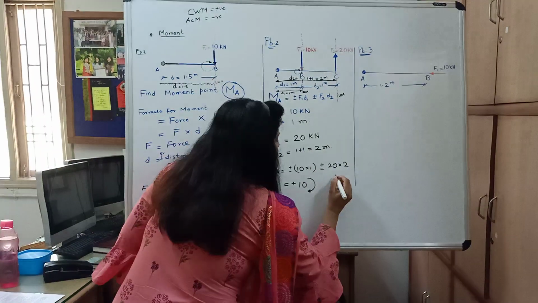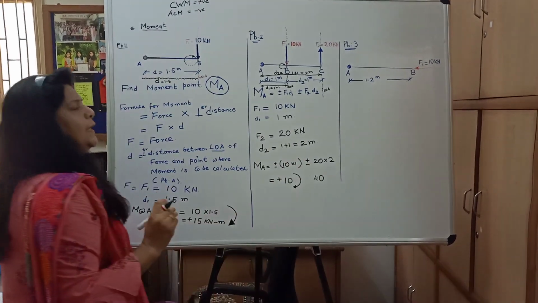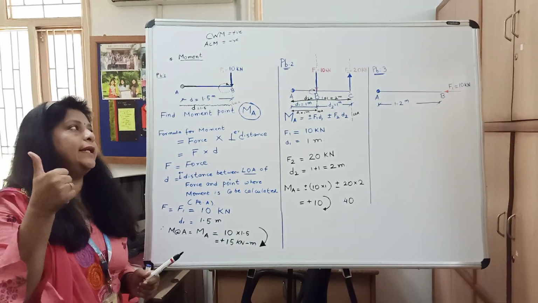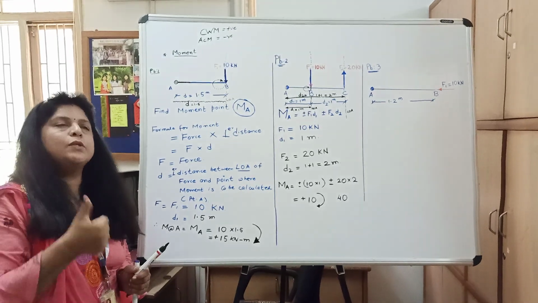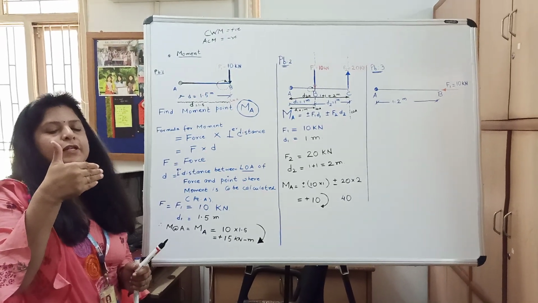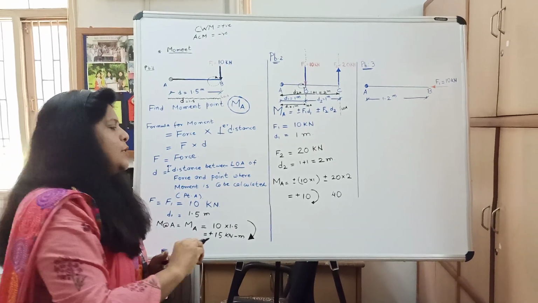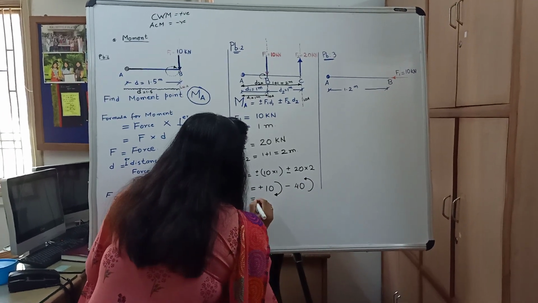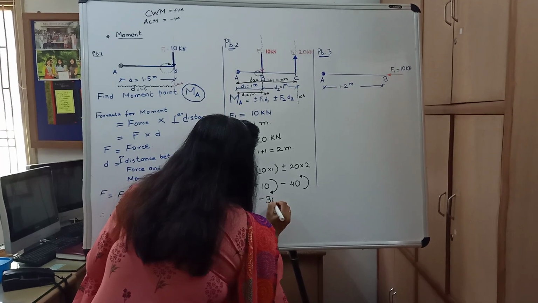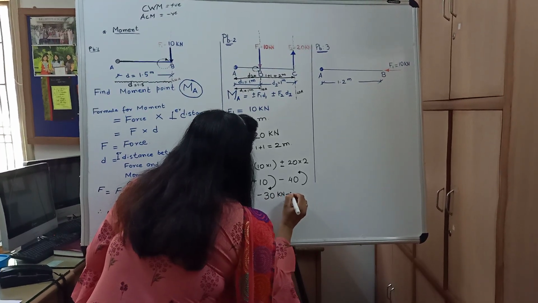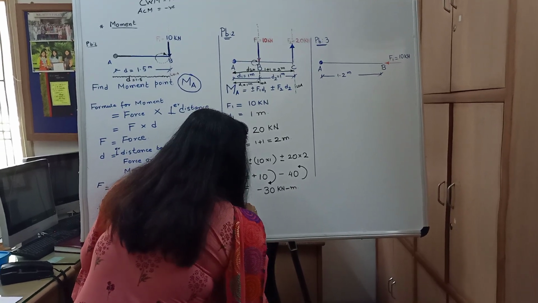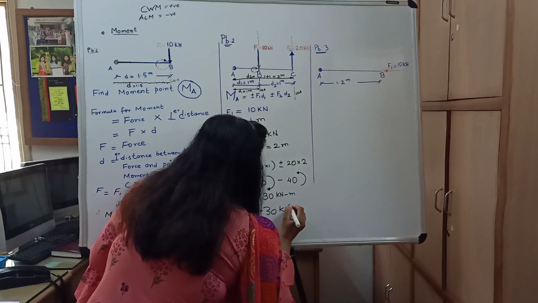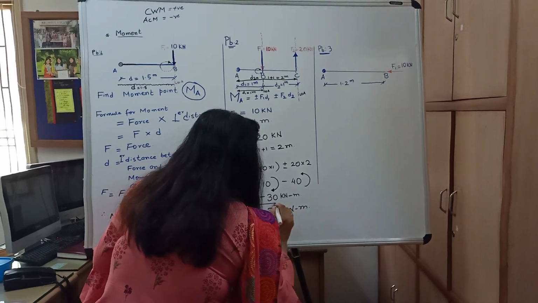Now we come to 20 into 2, that is 40. So will it be plus or minus? So now my right hand thumb is in which direction? Upward direction, because the force is in which direction? Upward. So it is in the upward direction, so my fingers are showing which direction? Anti-clockwise. Okay? So it will be anti-clockwise and it will be considered as negative. So the answer is minus 30. What will be the unit? Kilonewton meter. Okay? So moment about A is equal to minus 30 kilonewton meters. Okay? So this is your answer.